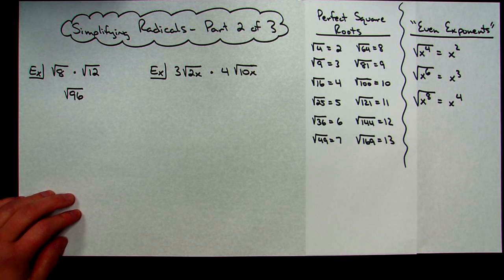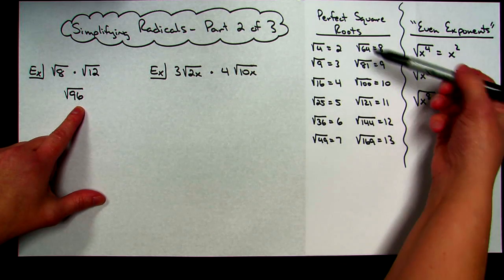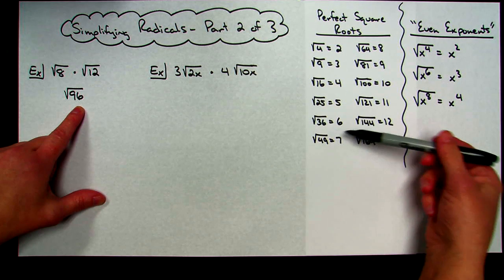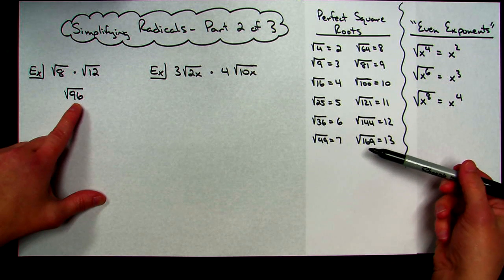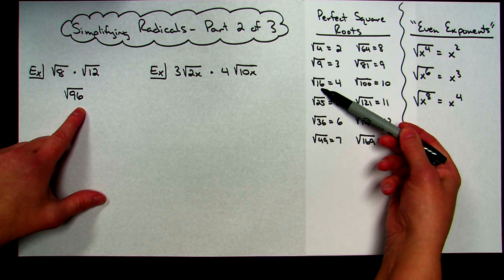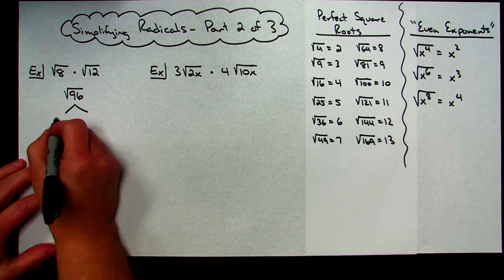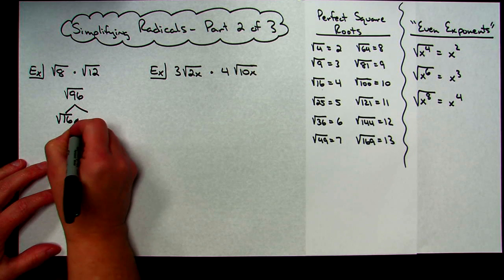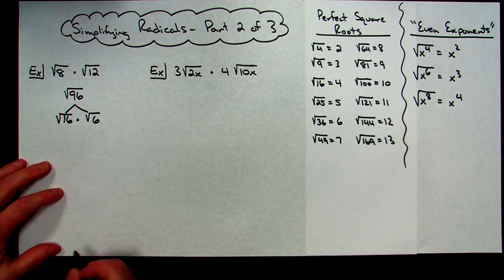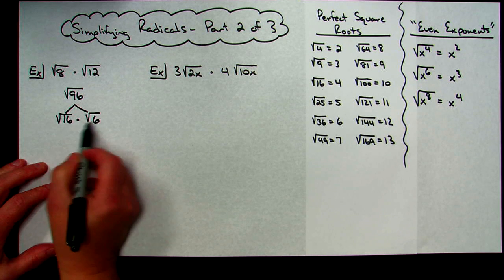Once I get to that part, I'm going to simplify it just like I did in part 1. I'm going to come over here. I'm going to try to find the biggest perfect square root that goes into 96. All right, turns out that 16 goes into 96 6 times. So then I'm going to break this up into the square root of 16 times the square root of 6. Okay, by choosing this being the biggest perfect square, then I'm only going to have 2 rows here.